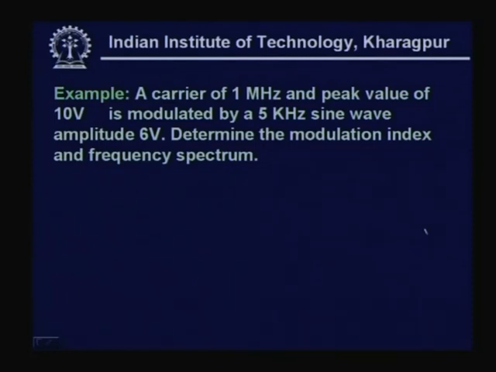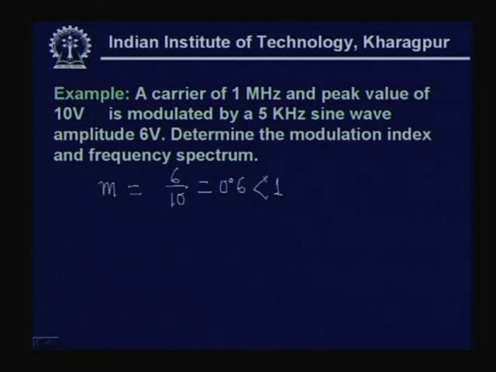So in this case, what is the value of m? The value of m will be equal to Em is 6 and Ec is equal to 10. So this is 6 by 10, that is 0.6. Obviously, this is less than 1, that is very good. We get a good quality signal which can be recovered. That means the original signal can be recovered from the modulated signal that is being received. And what will be the range of frequencies?